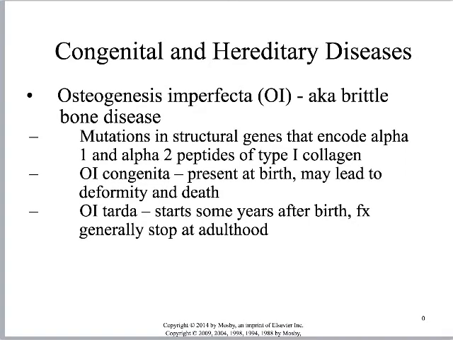Okay, the first disorder that we'll talk about is osteogenesis imperfecta, sometimes called brittle bone disease. This is mutations in the gene. You don't necessarily need to know where those mutations occur, but there's two different forms of this disease. One is osteogenesis congenita, which is apparent at birth, and it leads to deformity and often early death, versus osteogenesis tarda, which just means later or slower. This starts some years after birth, so the fracture generally stops at adulthood.